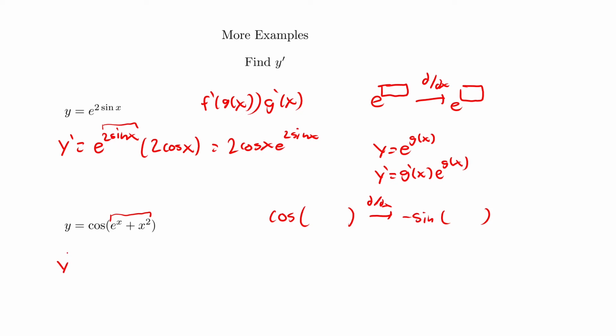So when I take y prime here, this is going to be negative sine, and then I just keep whatever is here. I don't make any adjustments there. And then I look at the inside part. I take the derivative of the inside and then multiply it out back here. So the derivative of e to the x is just e to the x. The derivative of x squared is just 2x. And that leaves us with this final answer.